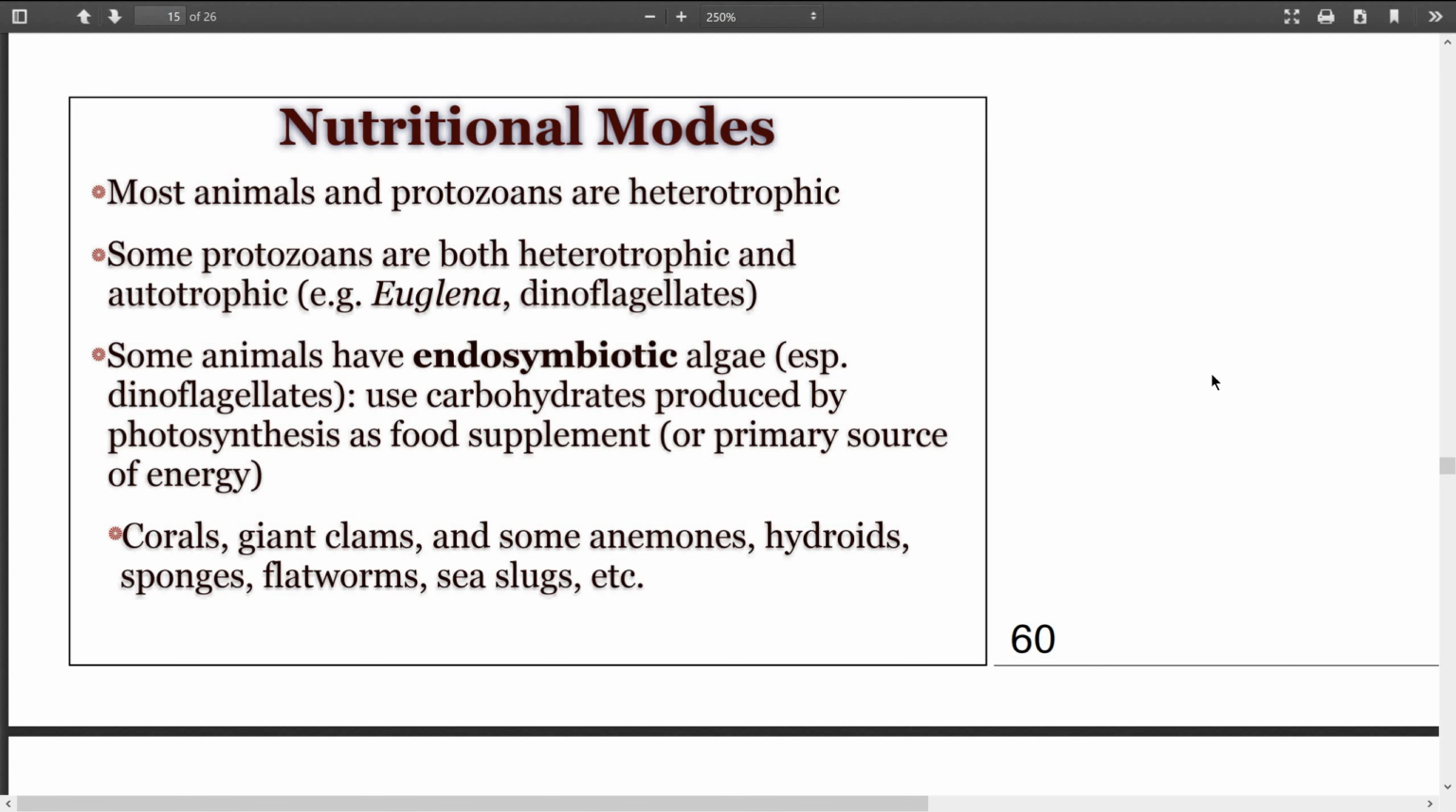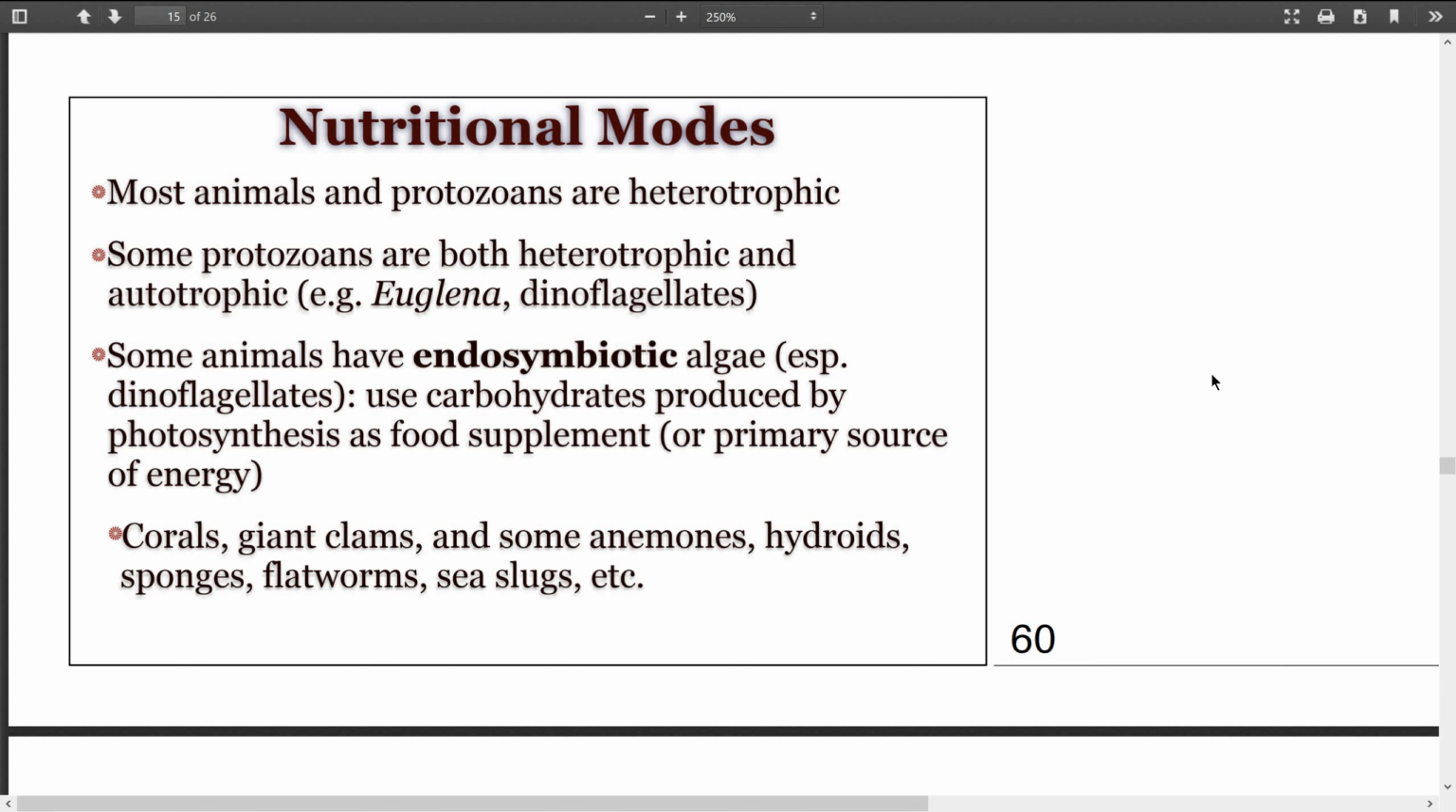All right, back to animals themselves. So animals themselves are heterotrophic, but it's not completely uncommon to have animals that rely on endosymbiotic algae, so not just the chloroplast, but the whole algae, that are retained within their tissues. And those algae can photosynthesize and produce carbohydrates that the animal then uses either as a food supplement, as an energy source, or for some species it might be the primary source of energy, so that they would actually die if you kept them in the dark.